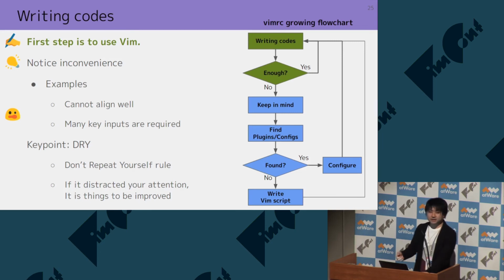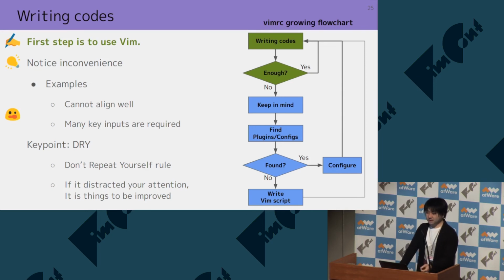To notice the inconvenience, the most basic and easy key point is the don't repeat yourself rule. So when I notice unhandy things, I ignore them temporarily because I would like to focus on current work. I think this is right. Completing work is a good and important thing.